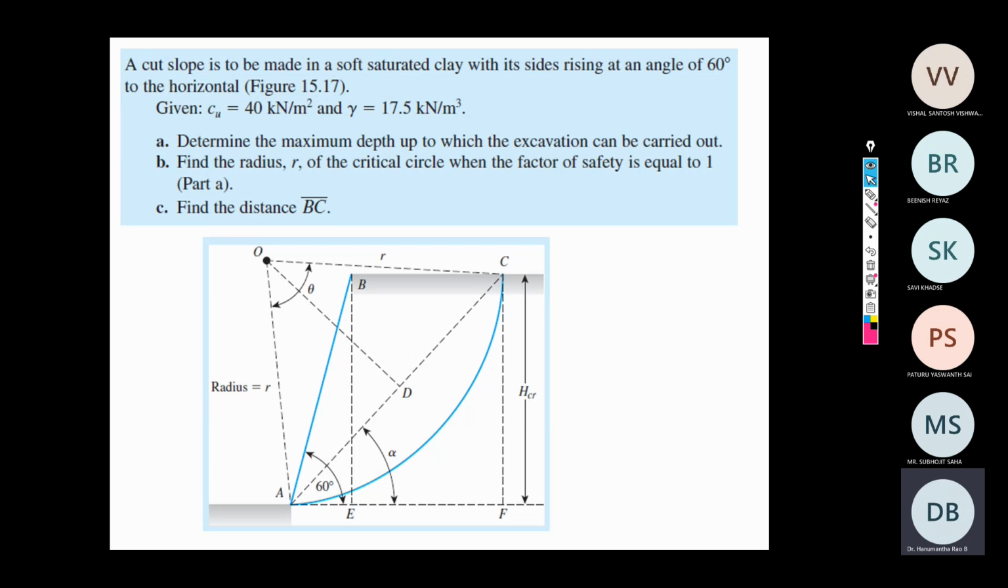Determine the maximum depth up to which the excavation can be carried out, find the radius r of the critical circle when the factor of safety is equal to 1, and find the distance b.